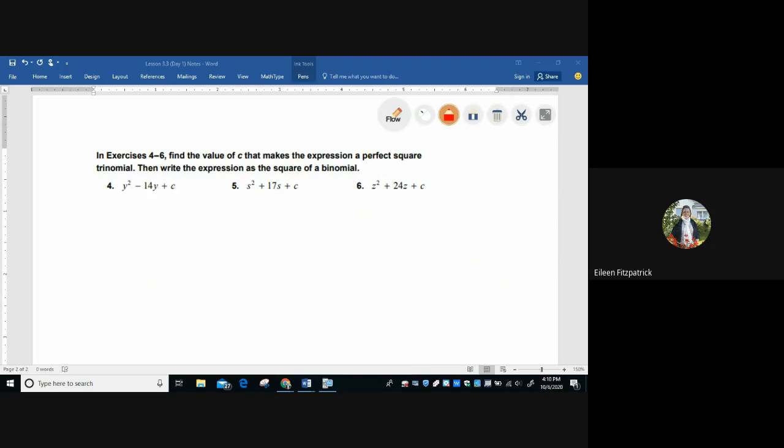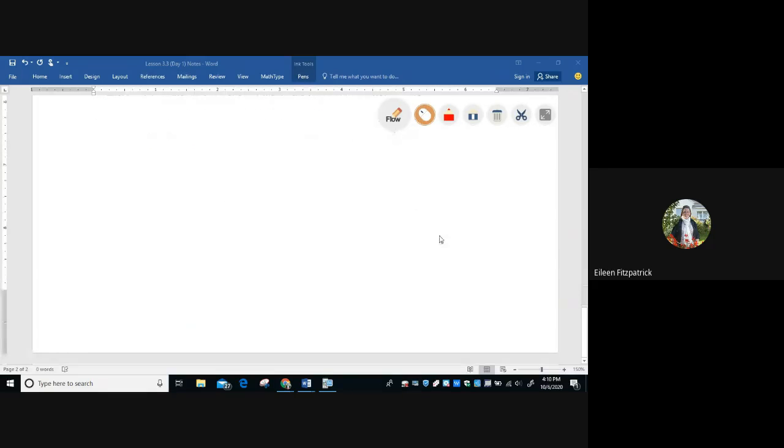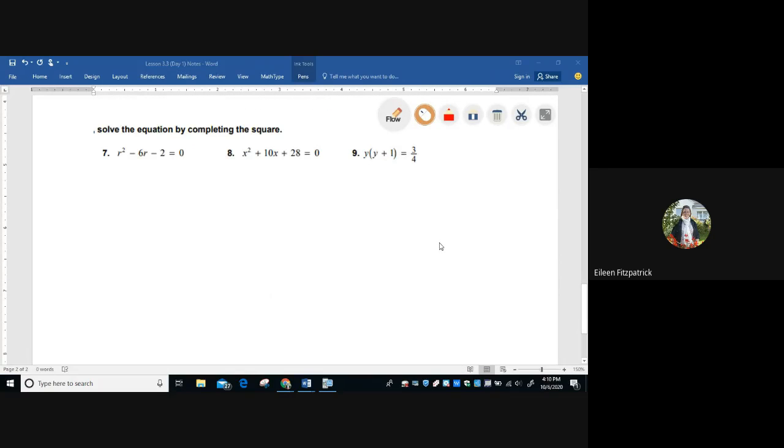All right, let me scroll down. Okay, last three problems. Solve the equations by completing the square. So the last thing we just did kind of got us ready for this. And there are steps. Let me write down the steps first that you follow for completing the square problems.